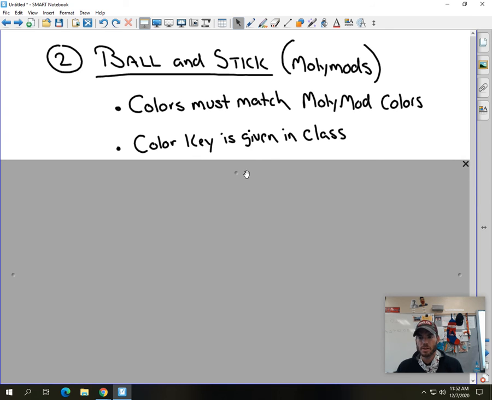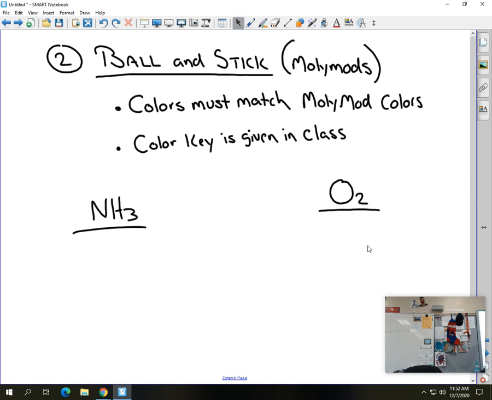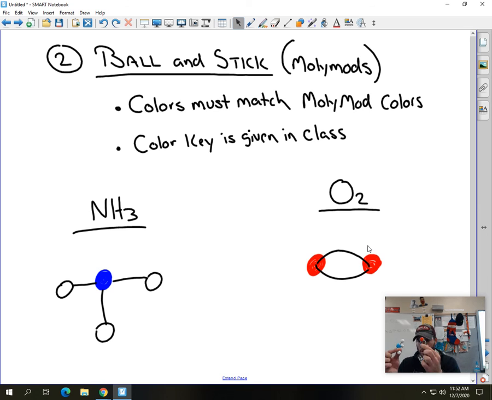You need to use colors that match the Mollymod colors, and we have an answer key for you in class that tells you what color everything is. If I was to draw these out real quick, the ball and stick would need to be identical. So here was my nitrogen. I'm just going to outline here for white, but I had 1, 2, 3. And so this is how I would draw NH3. And for my oxygen, it would be like this. So there I am showing the drawings, ball and stick figure, same color, that go with the drawing.